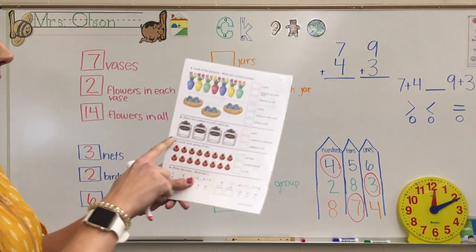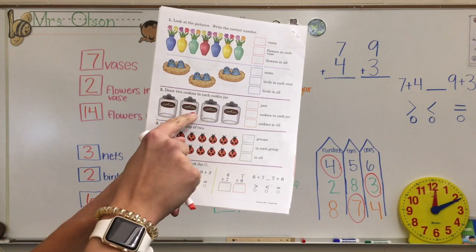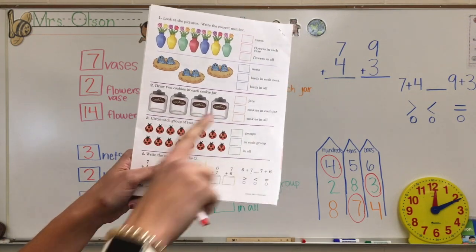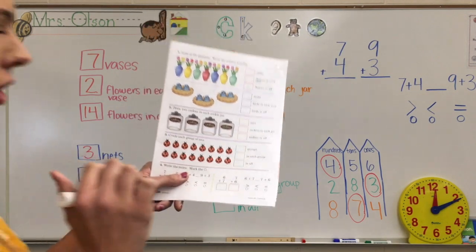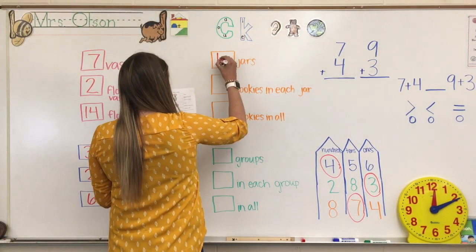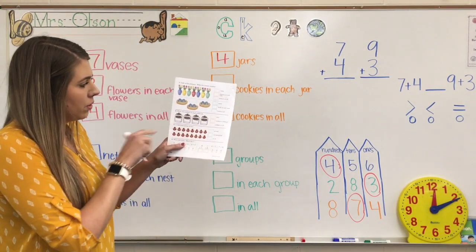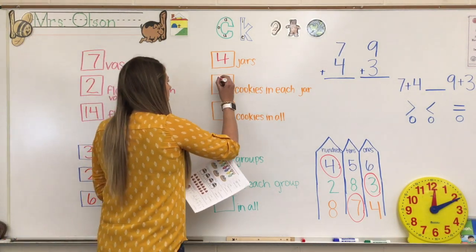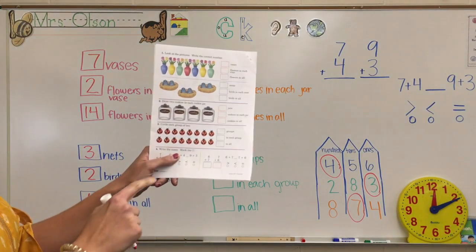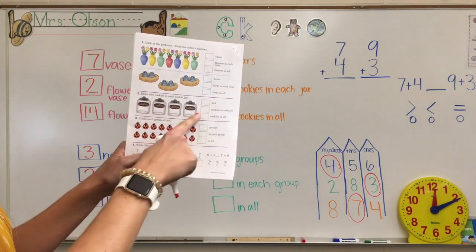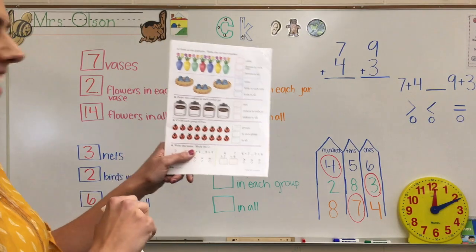And for this one here, number 2, it says draw 2 cookies in each cookie jar. So make sure to draw 2 in each jar. And I asked, how many jars do we have? Well, we can see we have 1, 2, 3, 4 jars. And then it says cookies in each jar. Well, it asks us to draw 2, so there will be 2 cookies in each jar. And how many cookies in all? So if we did draw 2 in each jar, we would have 2, 4, 6, and 8.